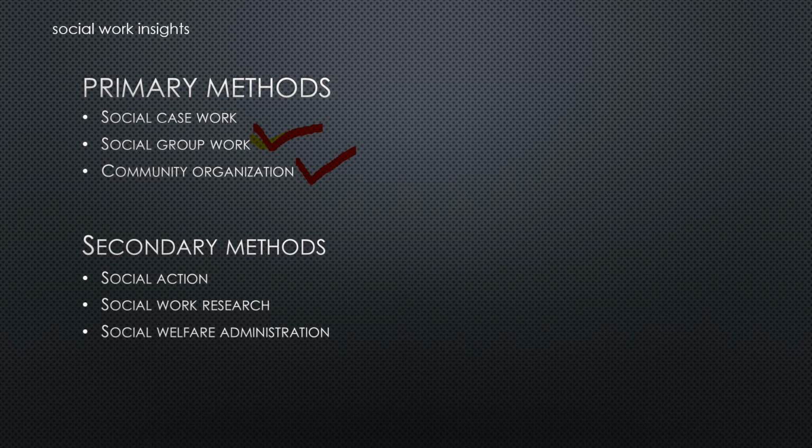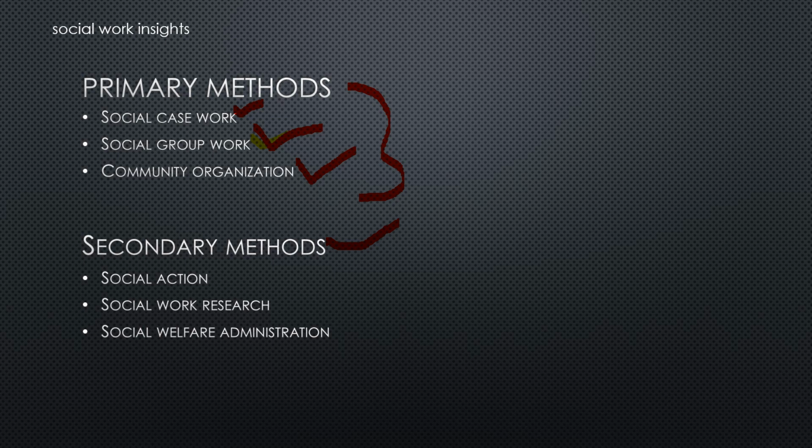So social casework, social group work and community organization are the important primary methods of social work. So what is the main difference between primary method and secondary method? In primary method, the social worker is directly dealing with clients' issues or concerns. In secondary method, the social worker is indirectly dealing with clients' concerns. That is why this is called the indirect method and this is called the primary or direct method.